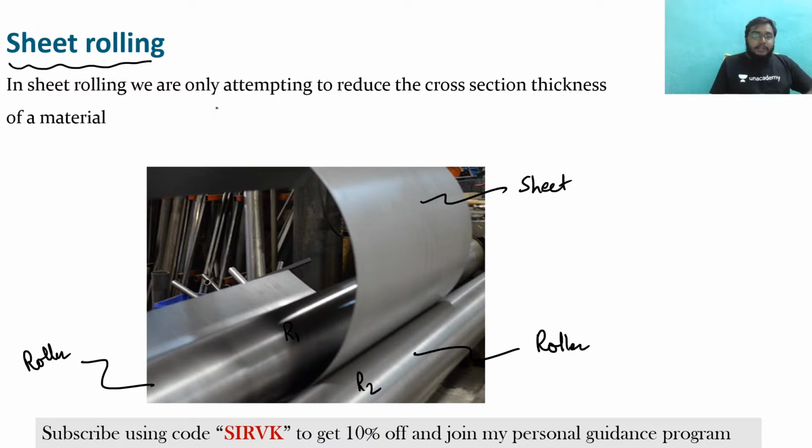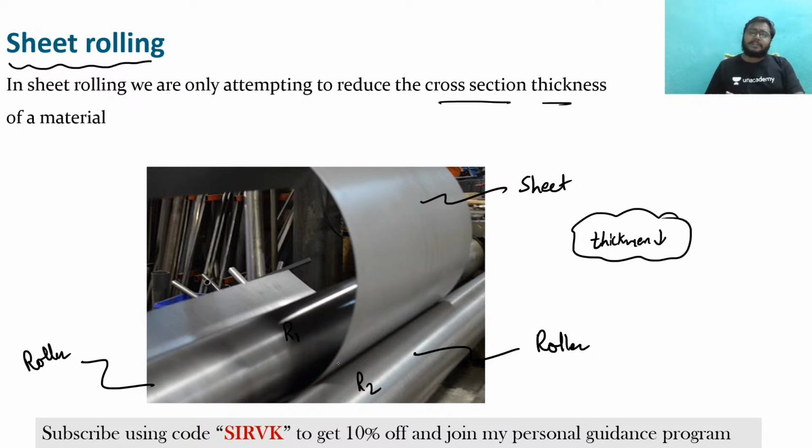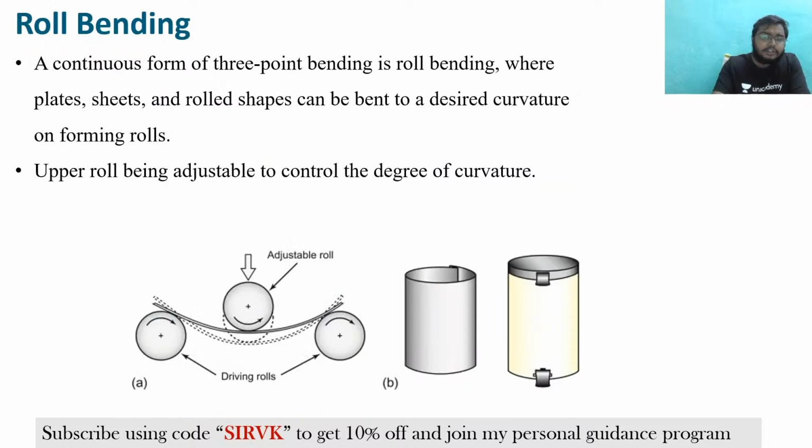In sheet rolling, we are only attempting to reduce the cross-section thickness of the material. Whatever the thickness is, our intention is to reduce it, nothing else. So this is the basic sheet rolling operation, हैं ना. Sheet को डाल दिए हैं, वो reduce हो रहा है. So I hope it is clear to you. Nothing so much new in this concept.